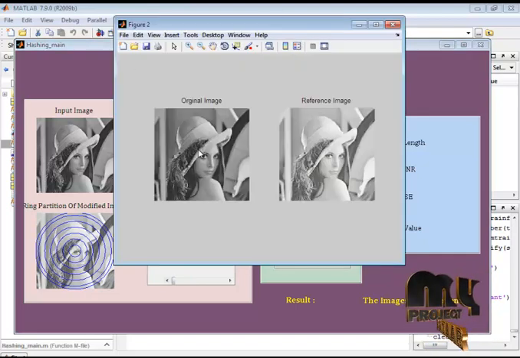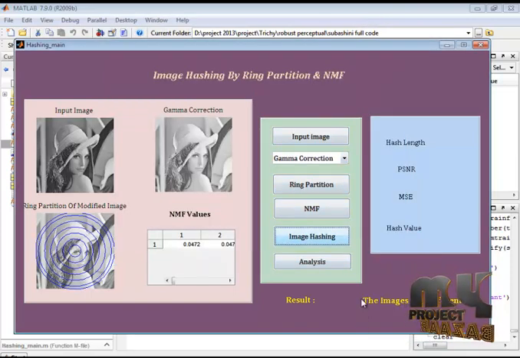So it will identify the original image and the reference image, and it will also predict that the two images are different because it is affected by the gamma correction. It will be identified based on the hashing technique. For the hashing technique, we set the threshold value. If the hash value is less than the threshold, it will be original, otherwise it is modified.